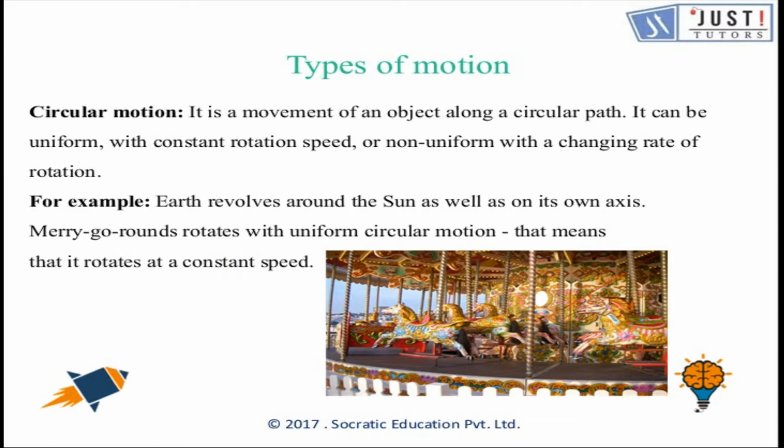Next up, we are discussing about the types of motion. So the first one on the list is circular motion. Now this is actually the movement of an object along a circular path. We should keep this in mind that this motion can be uniform or can be a constant rotation speed, or maybe non-uniform as well. So talking about the celestial bodies, we've already discussed that Earth revolves around the Sun. Now this planet has a uniform speed while it's orbiting around any other celestial body.